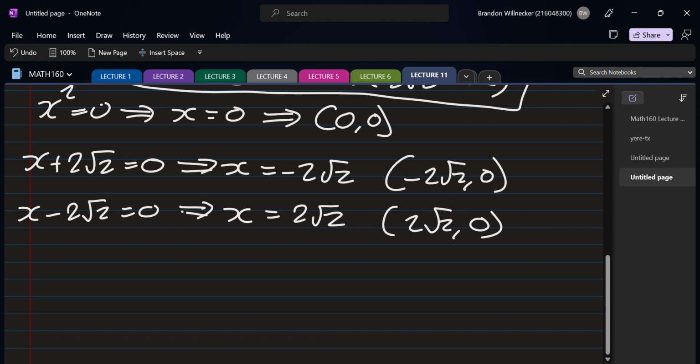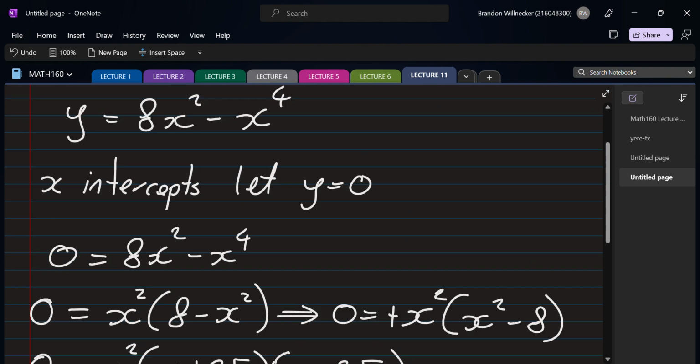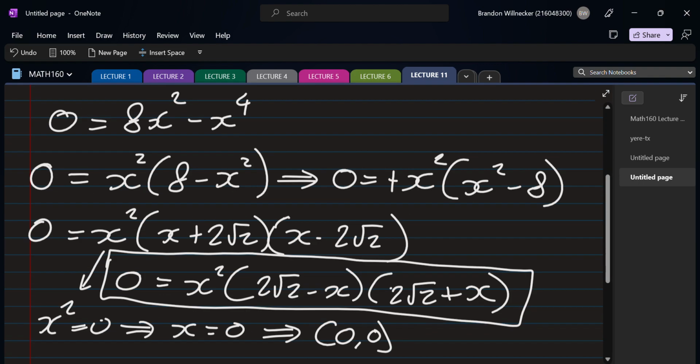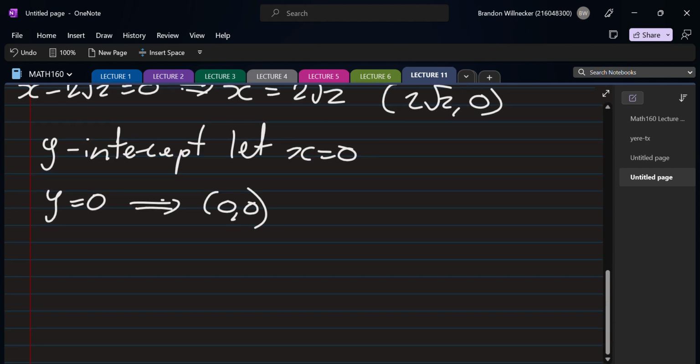So we've got the 3 x-intercepts. Now the y-intercept. Let x be 0. If we let x be 0, we get 0. That means y is 0, so we get 0, 0. We've got our x-intercepts and our y-intercept. Now we can look for the intervals of increase and decrease, as well as the turning points.